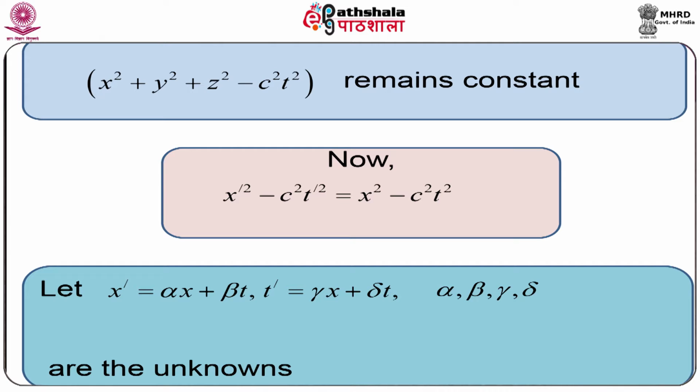x dash and t dash have a linear relationship with x and t. Let x dash equal alpha into x plus beta into t, while t dash equals gamma into x plus delta into t. Alpha, beta, gamma, delta are all unknown. We have to find their values.